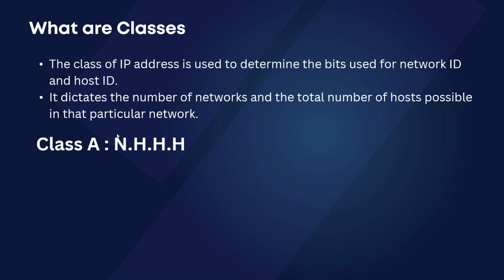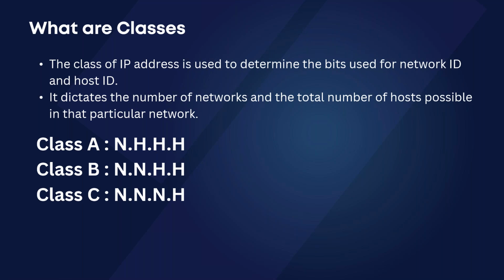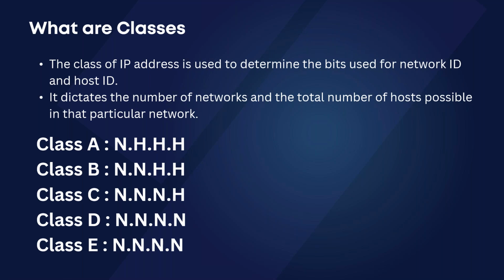Class A has 1 network portion and 3 host portions. Class B has 2 network portions and 2 host portions. Class C has 3 network portions and 1 host portion. Class D and Class E have all network portions; there are no host portions in Class D and Class E. But what do I mean by network and host portions? To explain that, let's take the example of class C first, where class C has 3 network portions and only 1 host portion.